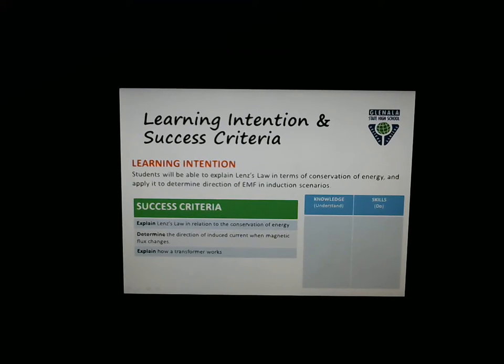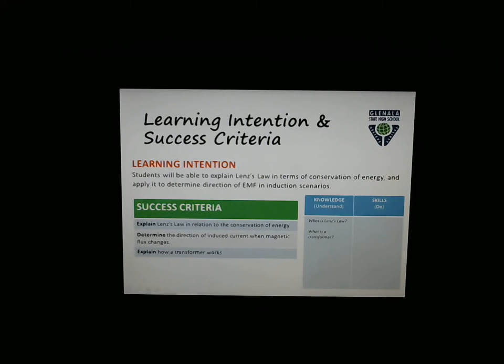So, our success criteria: you need to explain it in relation to conservation of energy, determine direction when magnetic flux changes, and then explain how a transformer works. Knowledge, well, what is Lenz's law? What is a transformer? A bit hard to explain either of these things, we don't know what these are. And then in terms of skills, well, how do you apply this law?